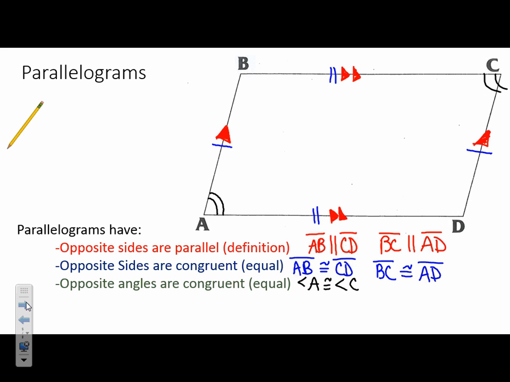But there's another pair of opposite angles. B and D are opposite as well. So angle B is congruent to angle D as well.